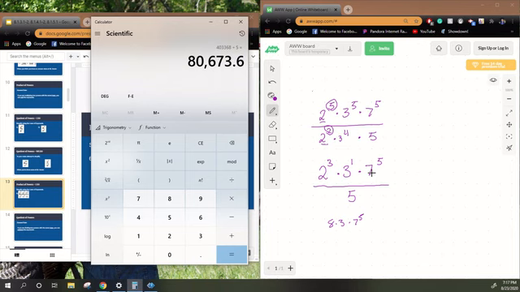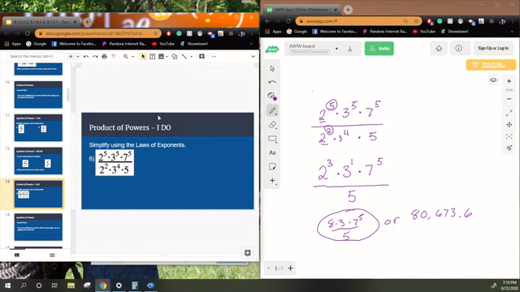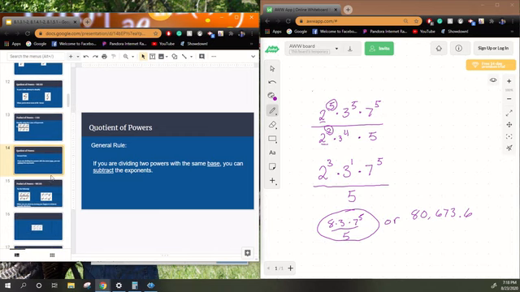So our final answer for the simplification of this was you could write out this. That's a simplification. Or 80,673.6. Both of those are simplified. We will tell you if we want just the number or the written account of this. But this leads us to our rule. When you're dividing two powers with the same base, you can subtract the exponents.